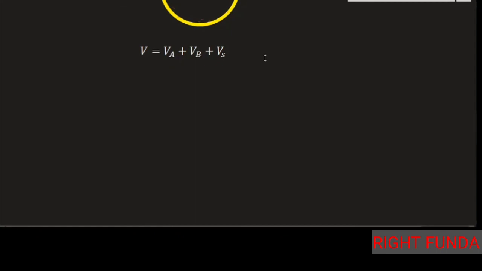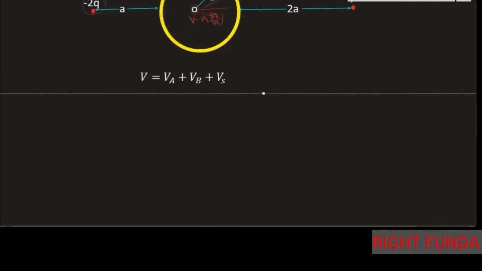So the total V is equal to VA, the potential at the center due to the charge at A, plus VB, the potential at the center of the sphere due to the charge at B, plus Vs, the potential at the center of the sphere due to the charge on the sphere. If you put in the values, what is VA there? KQ by R. What is the charge there? The charge here is equal to minus 2Q, so K minus 2Q by 2A. VB will be equal to KQ by 3A. And Vs will be equal to K 3Q by A.